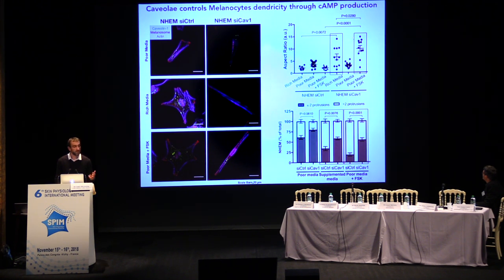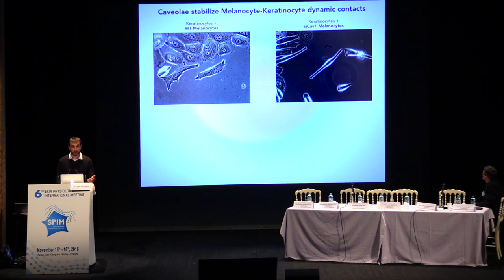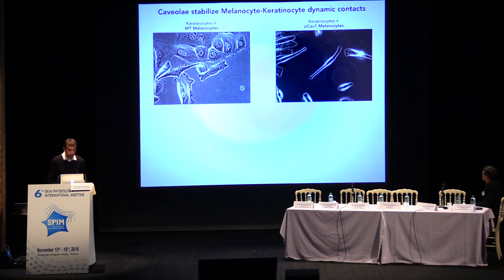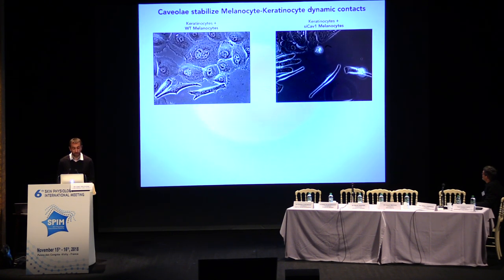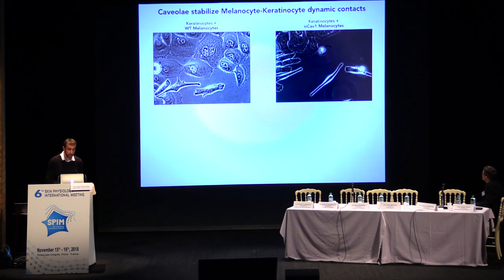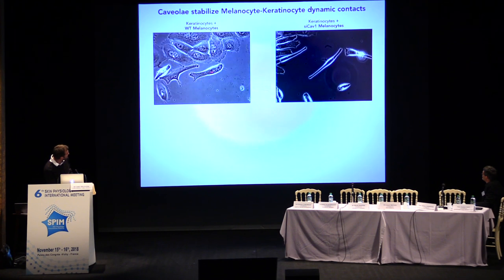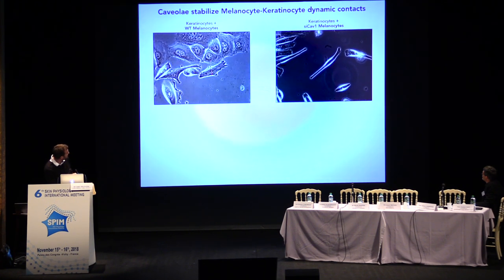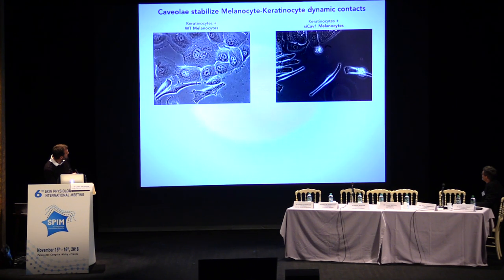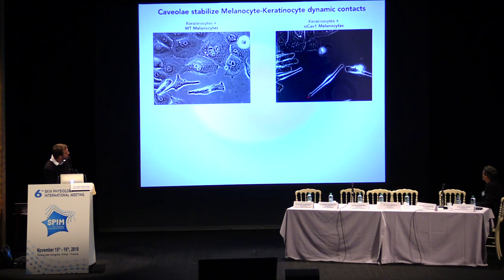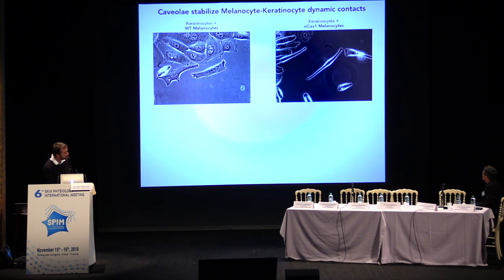So we decided to test whether this melanocyte can still interact with keratinocyte. For that, we used live cell imaging in a co-culture setup: primary human melanocytes and keratinocytes together, but with melanocytes depleted or not for caveolin 1. Here you have the control melanocyte that can make projections that are very dynamic, and that can also establish some contact with keratinocyte. And here the caveolin 1 depleted melanocyte is elongated, stretched, less dynamic, and establishes very few contacts with the keratinocyte.